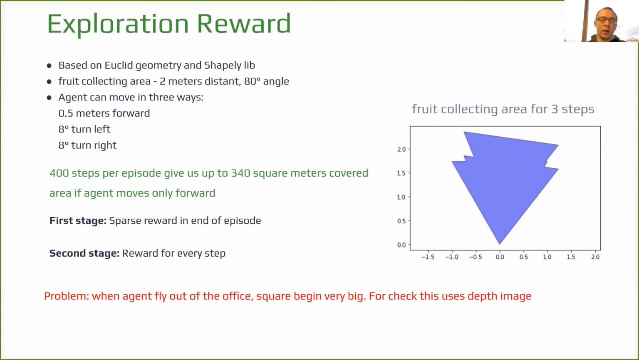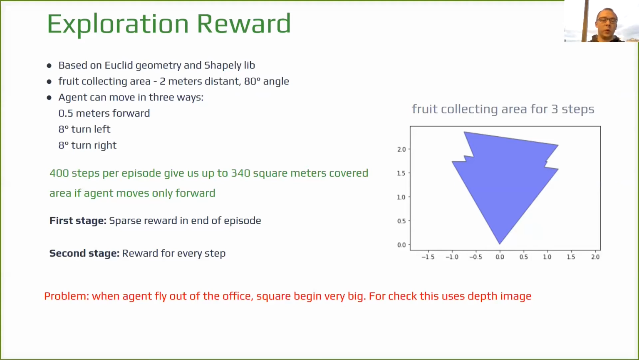If we use only collect, turn left or right actions, the area will be less. Usually, it is about 50 square meters per episode. Firstly, we added a sparse reward at the end of the episode. It seems the agent struggled with learning. After this, we added bonuses on every step when the agent explored a new area.